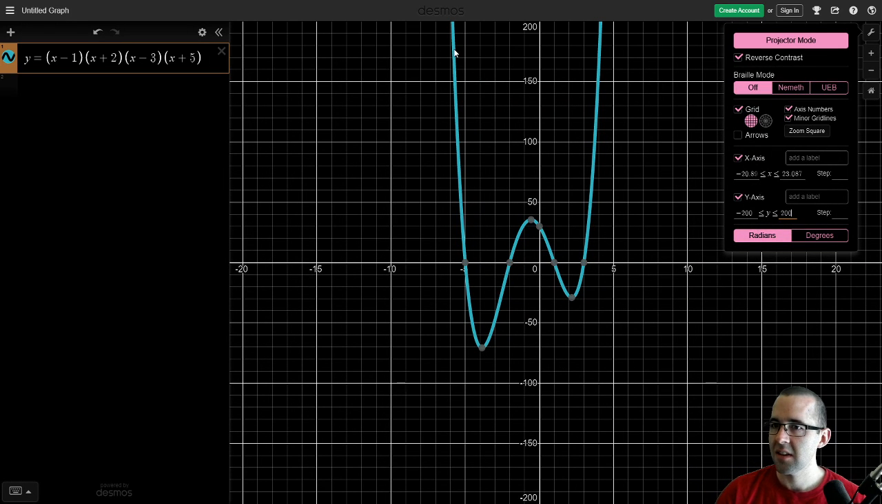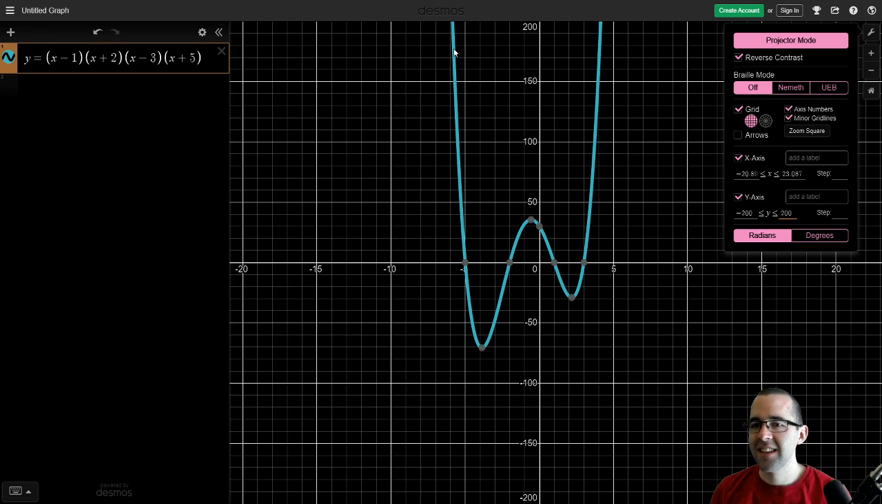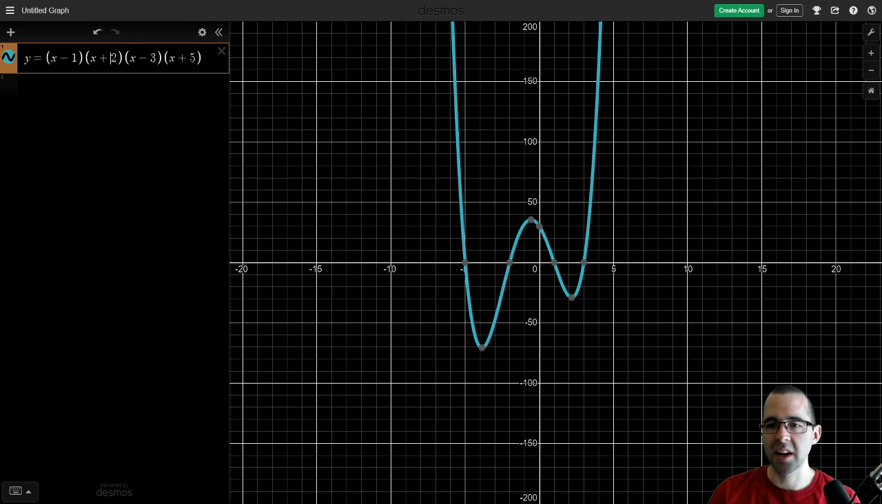To the left, it's climbing to the sky. That's your left. To the right, it's climbing to the sky. That's the end behavior. It does actually look like a W. So that's what we're sort of talking about here. And you'll notice some similarities, right? This is a fourth degree polynomial.